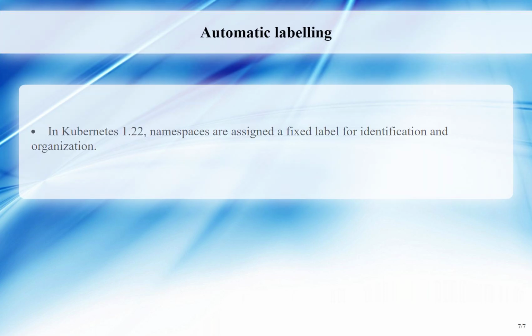Automatic labeling. In Kubernetes 1.22, the control plane assigns an unchangeable label called kubernetes.io/metadata.name to all namespaces, with the value being the name of the namespace itself. This feature helps to identify and organize namespaces within the system.